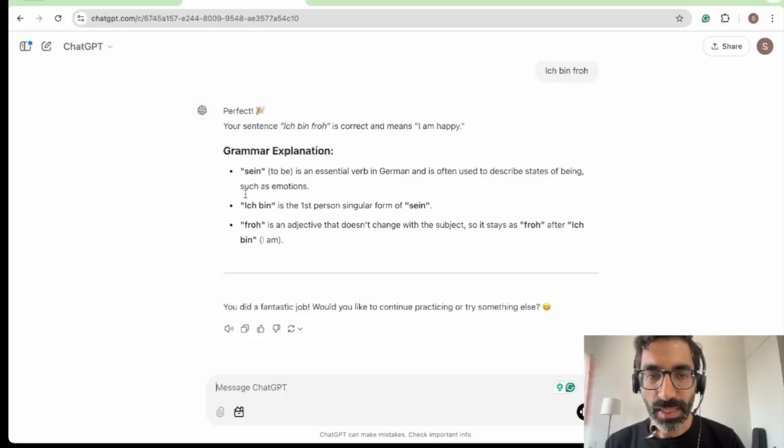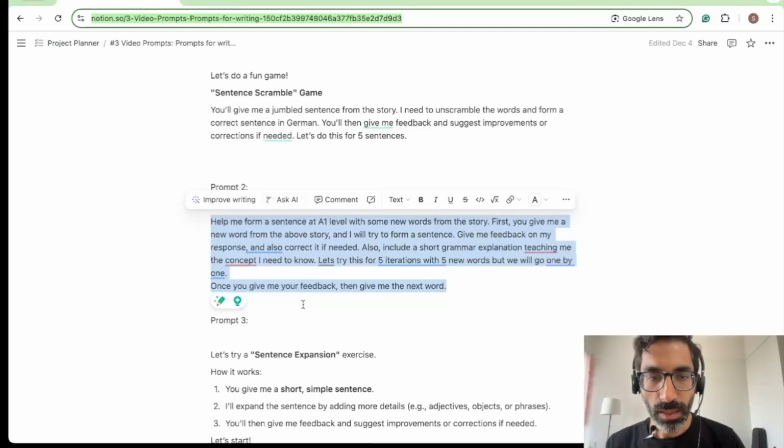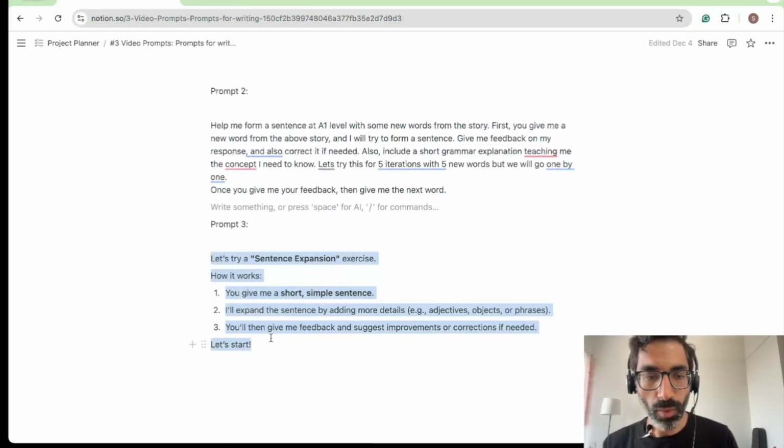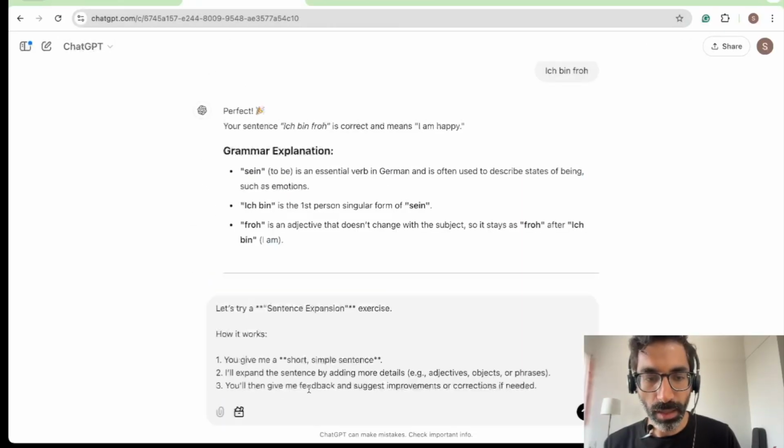Again, I'm still getting these small grammar explanations, so I can just take my time and go through this and get better at grammar, right? So again, we started with jumbled words, then we learned how to make simple sentences. Now this time let's try something slightly more complex and see if we can expand our understanding of German sentences.